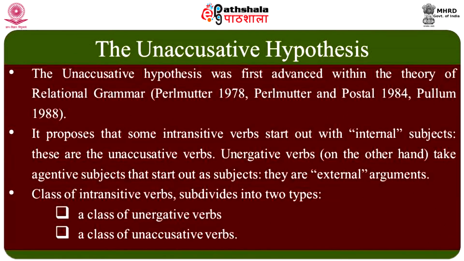The unaccusative hypothesis. An enduring hypothesis in generative grammar is that the class of intransitive verbs, as they were traditionally known, subdivides into two, a class of unergative verbs and a class of unaccusative verbs. This is known as the unaccusative hypothesis and has been the subject of much discussion in syntax as well as acquisition. The unaccusative hypothesis was first advanced within the theory of relational grammar.